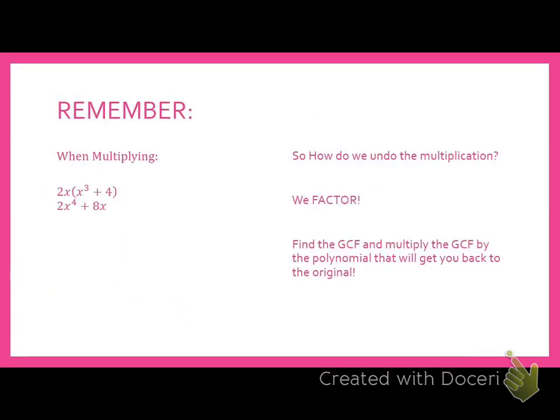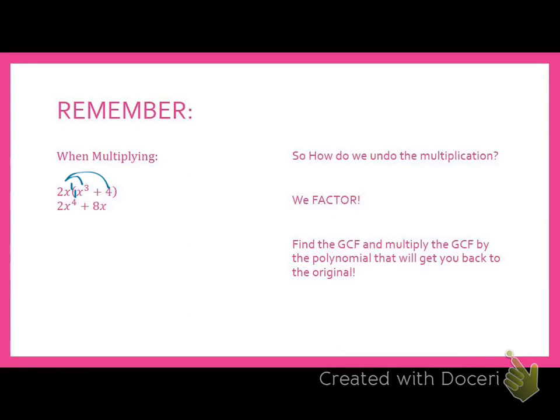So when multiplying, remember 2x times the quantity x to the third plus 4 is 2x to the fourth plus 8x, because 2 times 1 is 2, and x to the first times x to the third is x to the fourth, 1 plus 3. And then 2 times 4 is 8. X doesn't have anything to add with, so that's x.